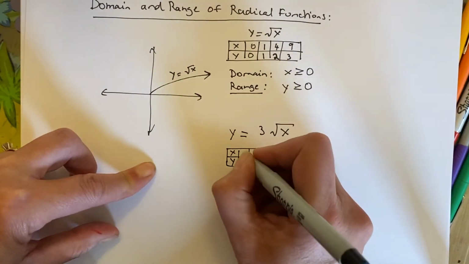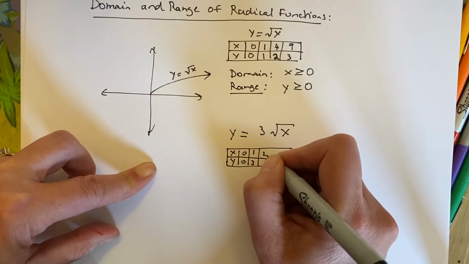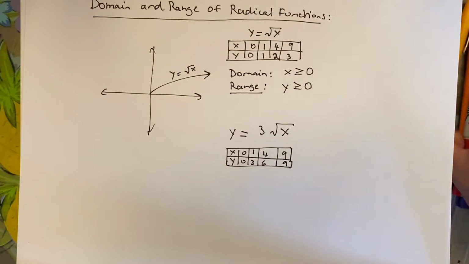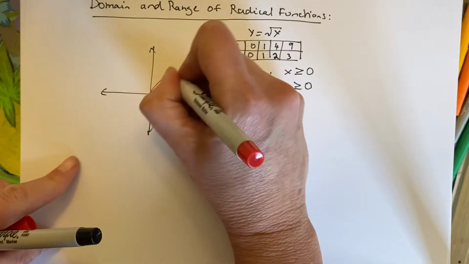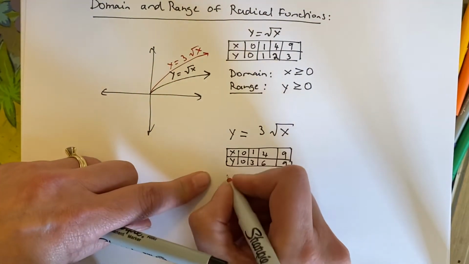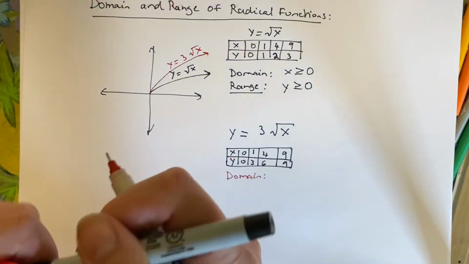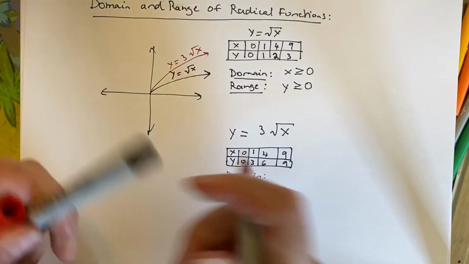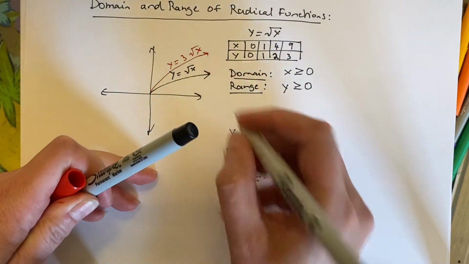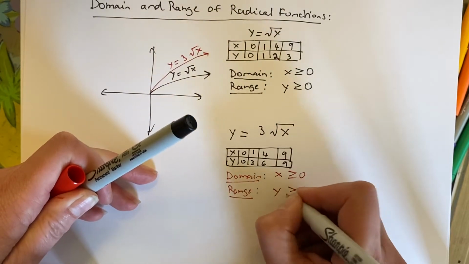We had, again, 0, 0, 1, 3, 4, 6, and 9, 9. And you can see, if you remember that function, I'm not going to draw all the details, but it looked something like that. So its domain, again, was all positive numbers. So it was x is greater than or equal to 0. And equally, you can see the same thing for y. The range was y is greater than or equal to 0.